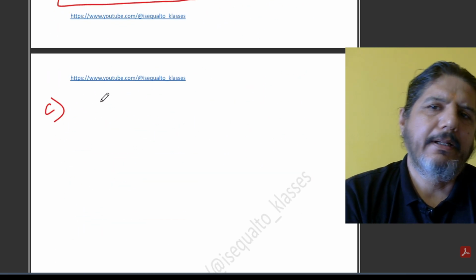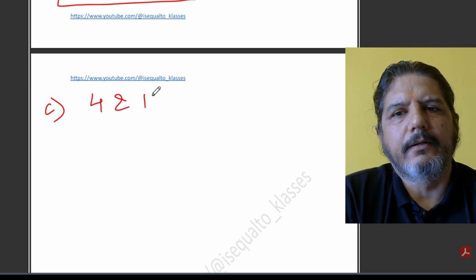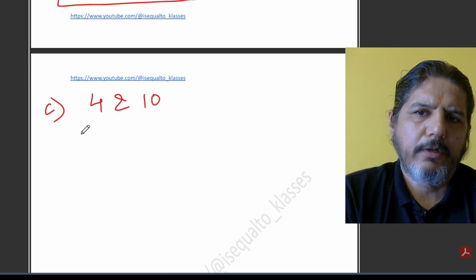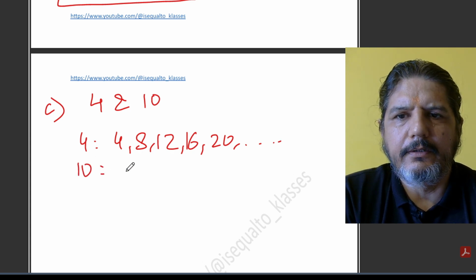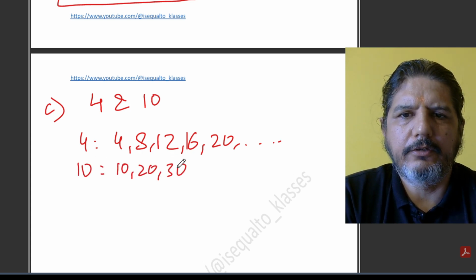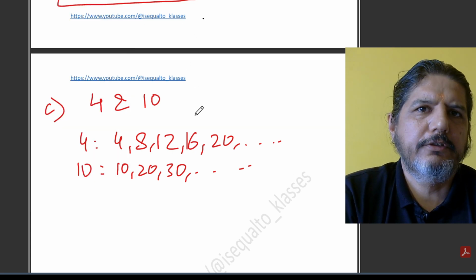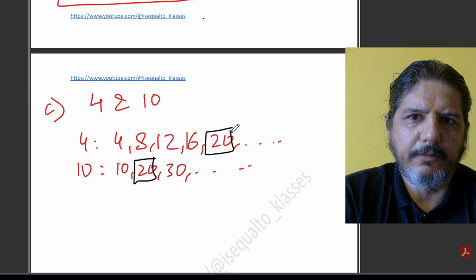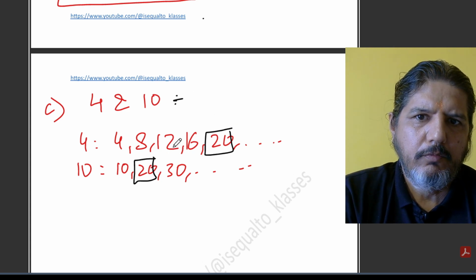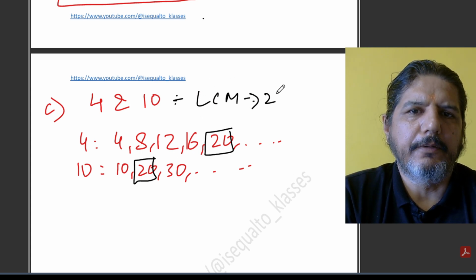For example, we have to find the LCM of say 4 and 10. Very simple numbers. Again, you can write the multiples of 4: 4, 8, 12, 16, 20 and so on. And multiples of 10: 10, 20, 30 and so on. Now, if you look closely, which is the first common multiple? The first common multiple is 20 here and 20 here. Is there anything else? 4, 8, 12, 16? No. 10, 20? Nothing. So the LCM would be 20.